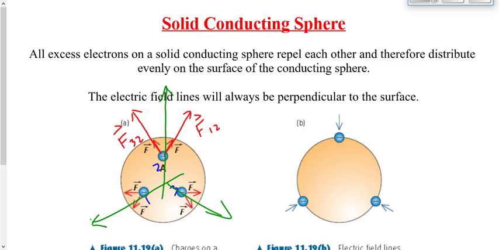Now, why don't they go beyond the surface? I say they go out to the surface. There's still a force pushing them outwards, right? Why don't they keep going? Yeah, usually they don't go anywhere because the air surrounding it is an insulator.